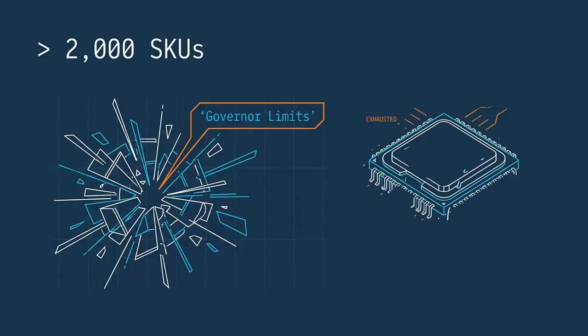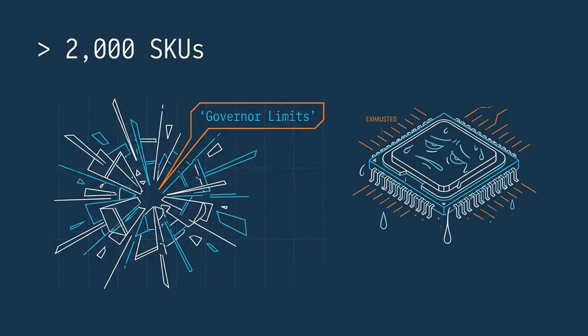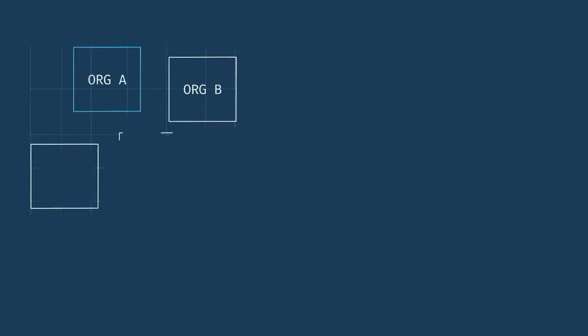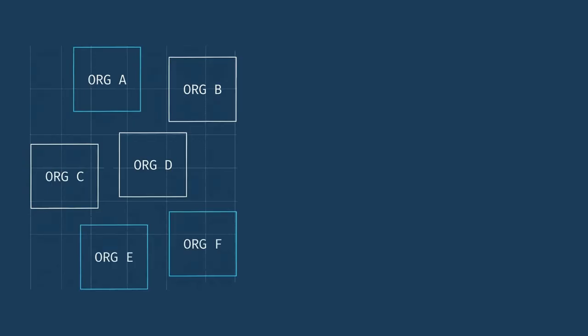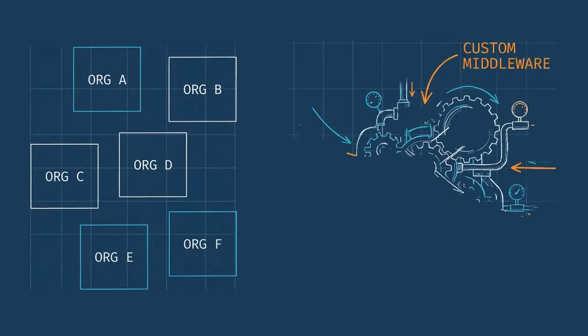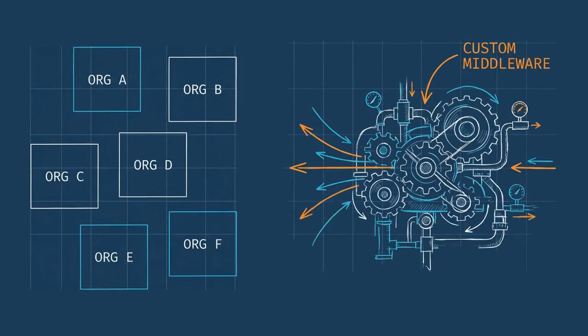Bundle configuration rules written in Apex compound the problem. A single quote recalculation can exhaust CPU time limits before the page even renders. In multi-org enterprise deployments, there is no native cross-org pricing synchronization, forcing custom middleware to keep catalogs consistent.